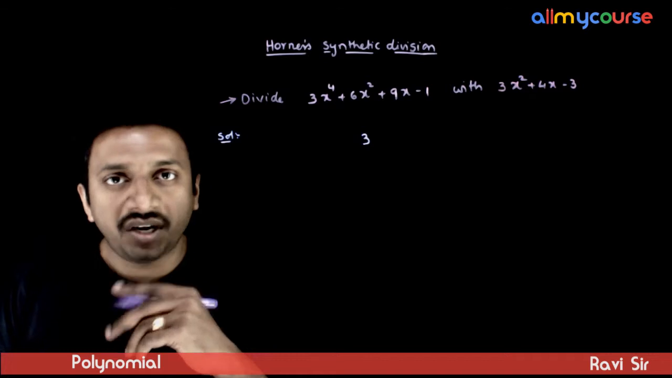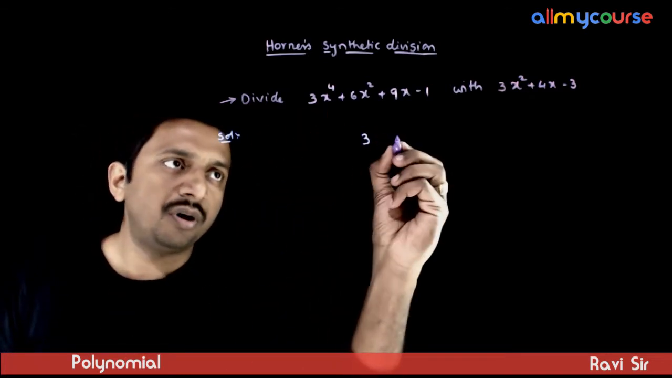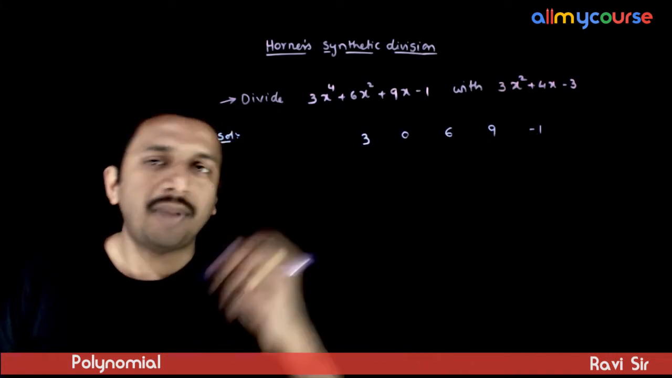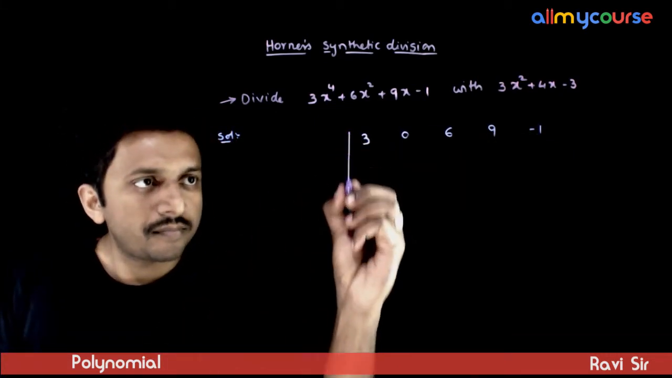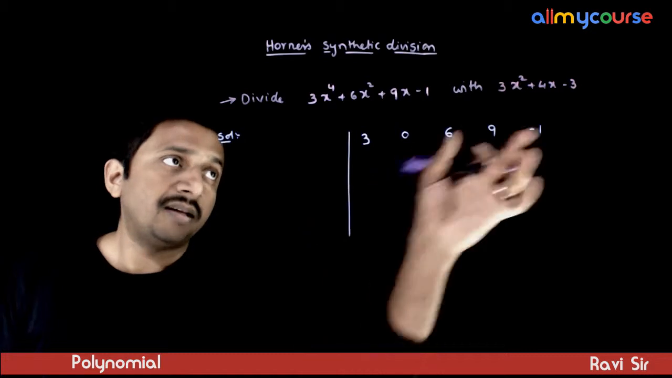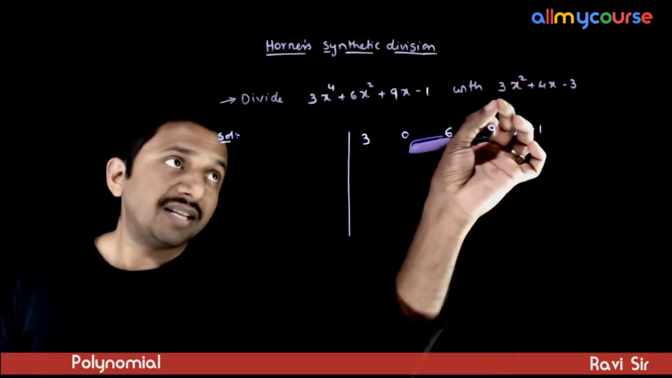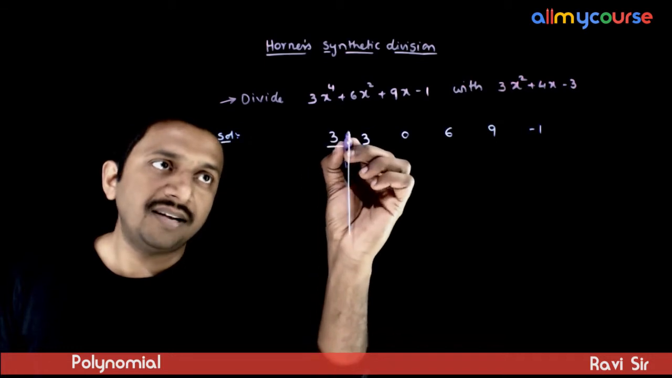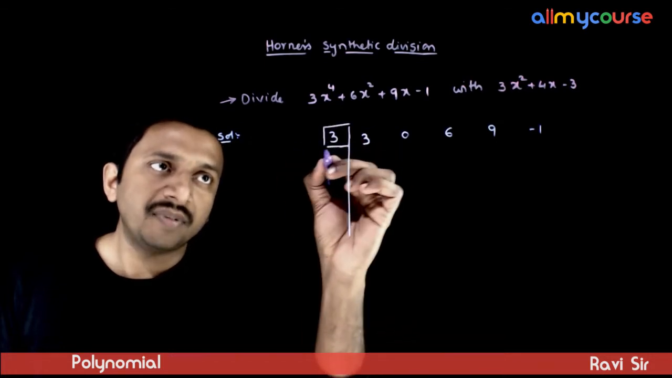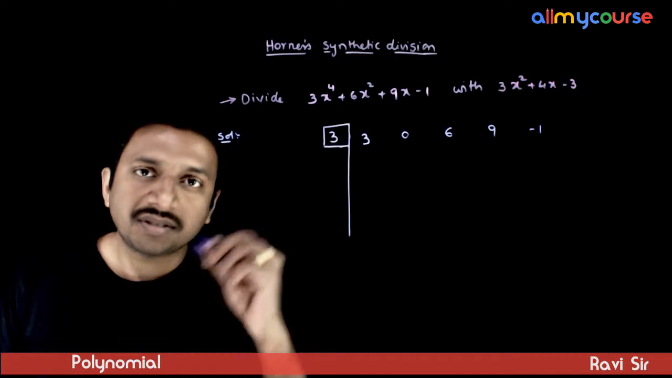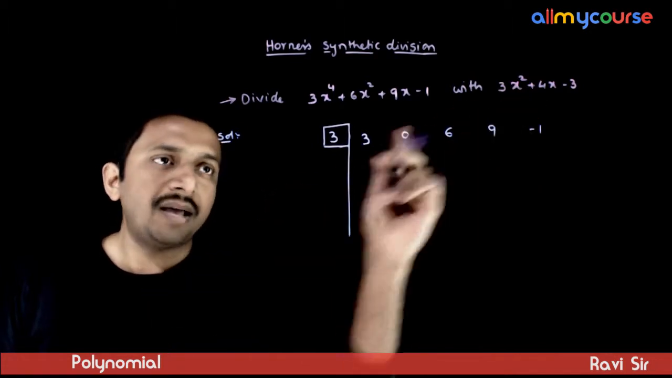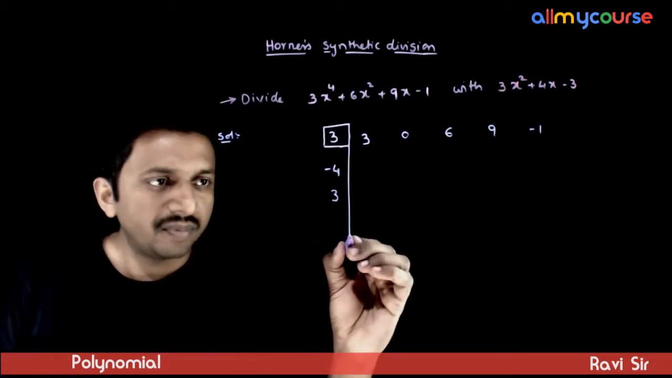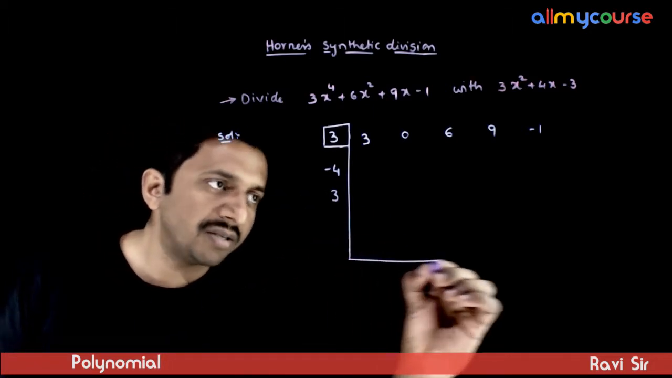The coefficients of the dividend are 3, the x cube coefficient is 0, x square 6, 9 and minus 1. And the divisor has a leading coefficient of 3. So I write this 3 separately. And for all the remaining coefficients, I change the sign. So my plus 4 becomes minus 4, and minus 3 becomes plus 3. So let us start our division process.